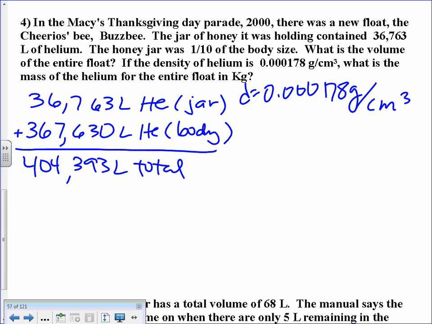Units are different, right? So I need to convert liters to something more usable. Centimeters cubed is going to keep popping up, right? But if I'm in liters, I don't want to use centimeters cubed. What do I want to use? Remember what 1 centimeter cubed is equal to? 1 milliliter. Fun fact you should know. 1 centimeter cubed is equal to 1 milliliter.